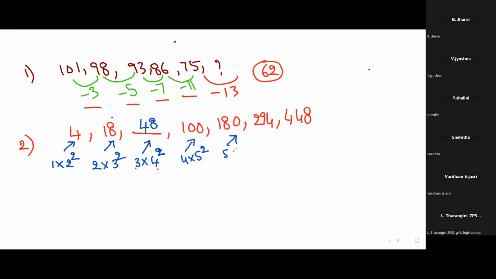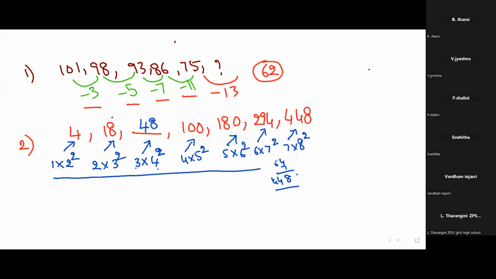Then 5 into 6 square. 6 square is 36. 36 into 5, 180, right? The next one is 6 into 7 square. The next one is 7 into 8 square. 64 into 7, 448, correct? So you can see that this is the logic which is applied here. So it is almost like n into n plus 1 whole square is the formula used in this.